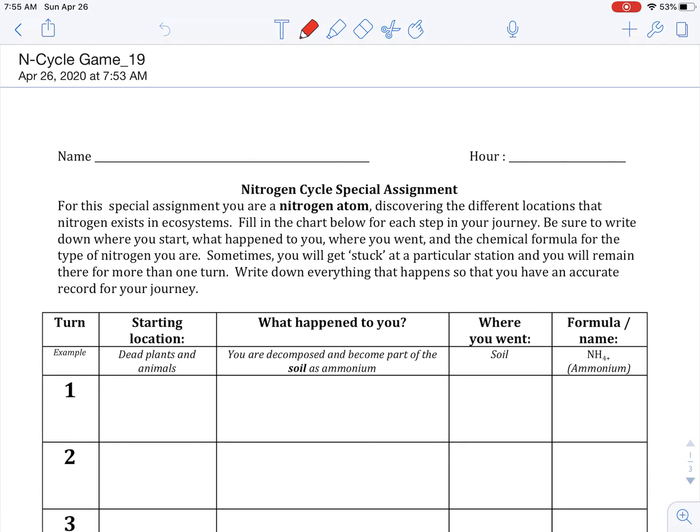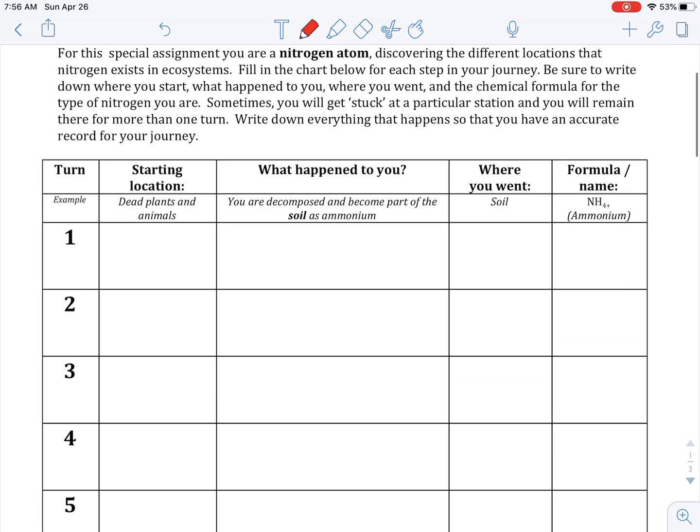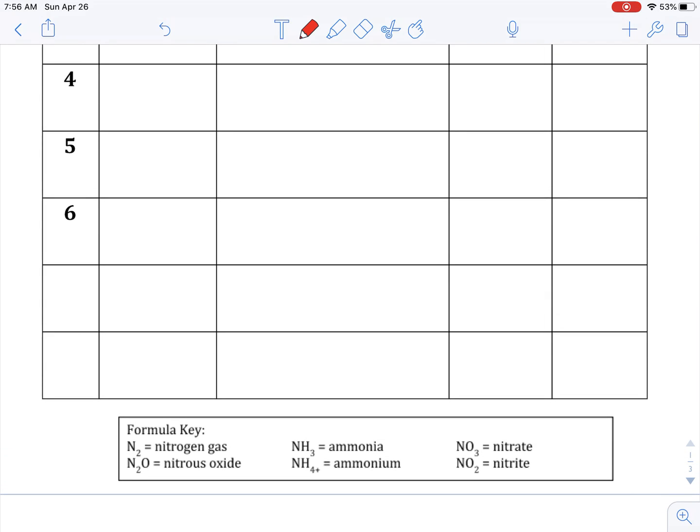All right, so to set up this assignment, we've kind of done this a couple of different times. We are going to pretend that you are a single nitrogen atom, okay? And you are going to follow the journey of this nitrogen atom from place to place, form to form, sphere to sphere, and keep track of what's happening to you along the way. So the first part of this assignment is to play the game, and you have to get through 8 different stops, okay?